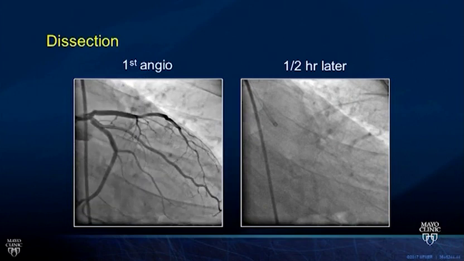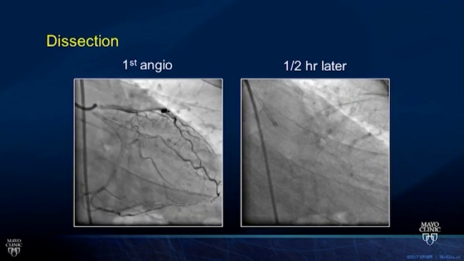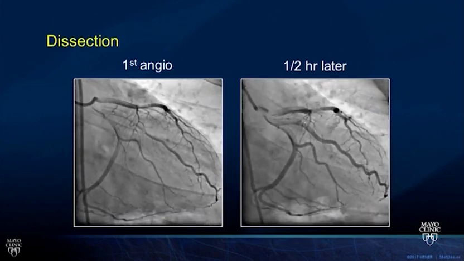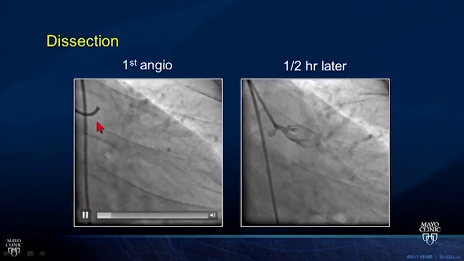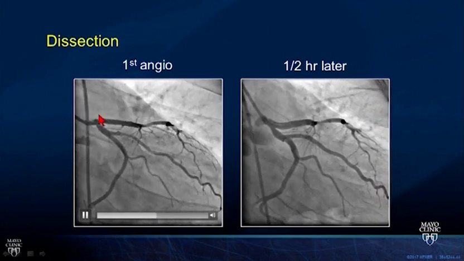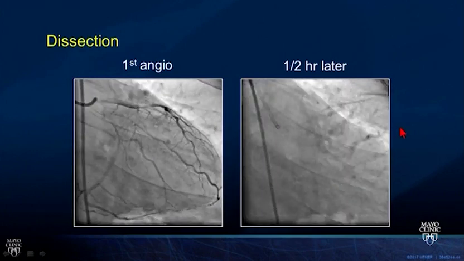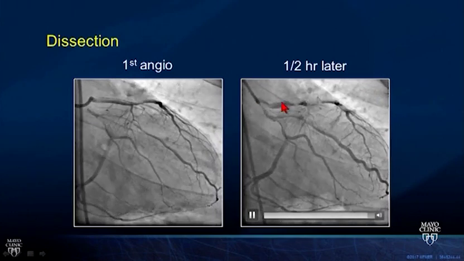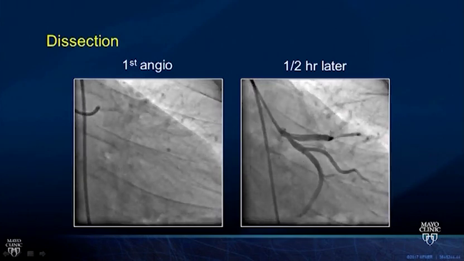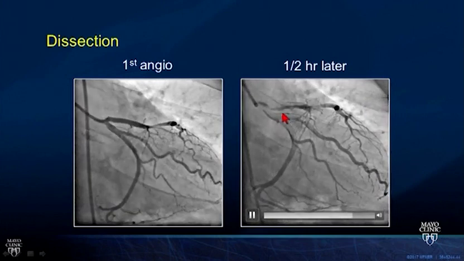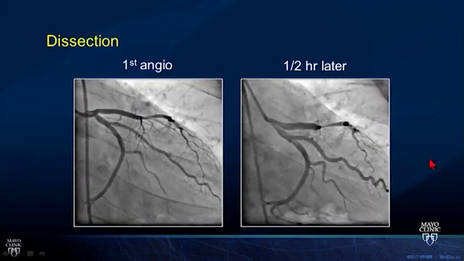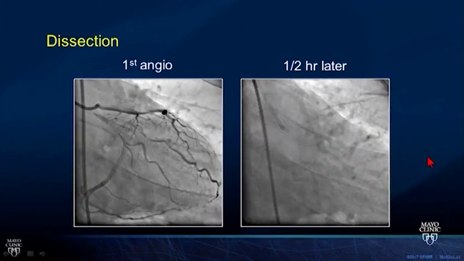Here's an example of an iatrogenic dissection. This patient was having endothelial function testing with acetylcholine infusion. You can see the guiding catheter is deep-seated in the LAD, and progressively the patient developed this dissection that progressed into the LAD. You can see a linear lucency in the proximal LAD and reduced flow. So for this, you would code dissection of the proximal LAD.